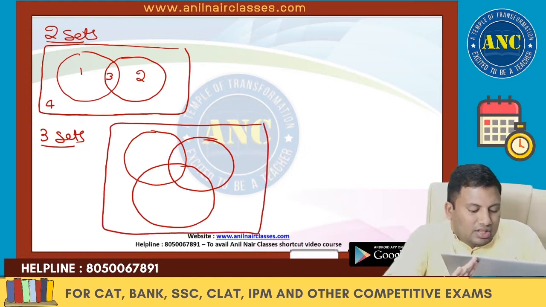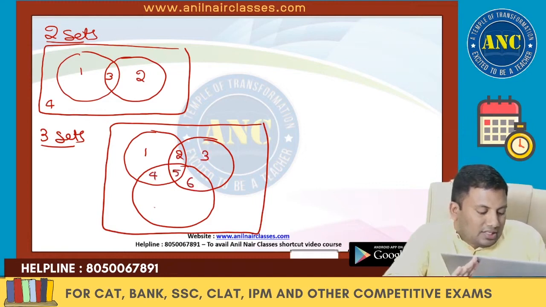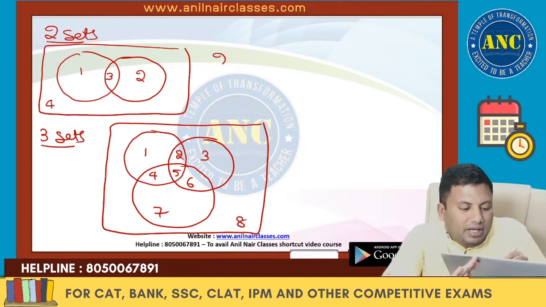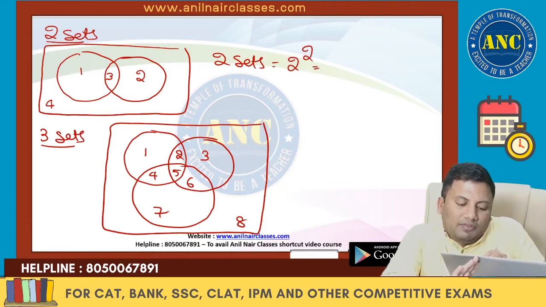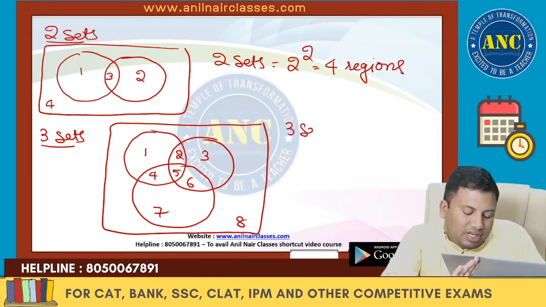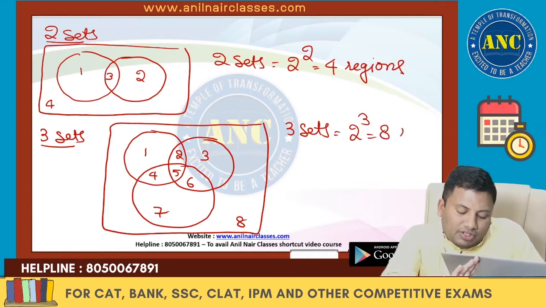So it is nothing but 1, 2, 3, 4, 5, 6, 7, and outside it is nothing but 8. That means if there are 2 sets, I get 2 square, which is nothing but 4 regions. If there are 3 sets, it is 2 cube, which is nothing but 8 regions.